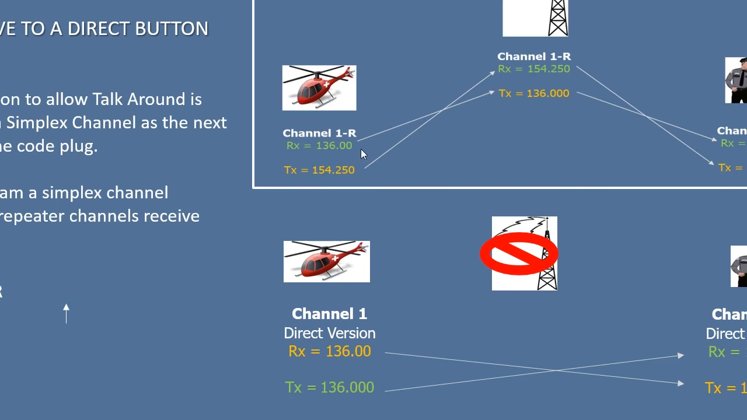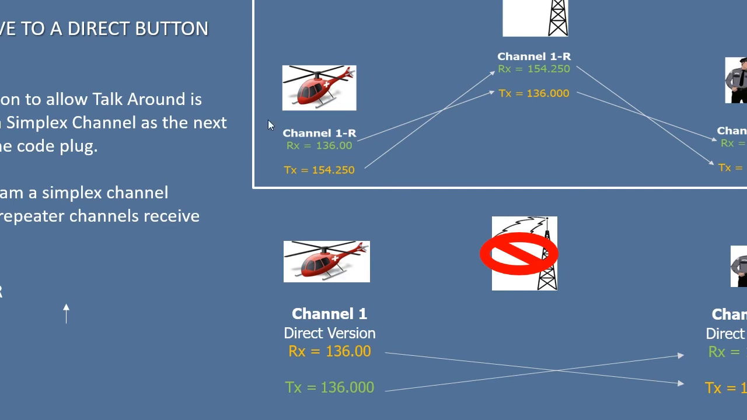And there actually should be another 0 there. The simplex version here is my receive and my transmit are both 136000. That is going to bypass the repeater. Now, again, we have to make sure that both parties, the helicopter and the person talking, have the ability to go direct. Now, he might have a direct button and we might have a channel. That's fine. They're setting up the same way.